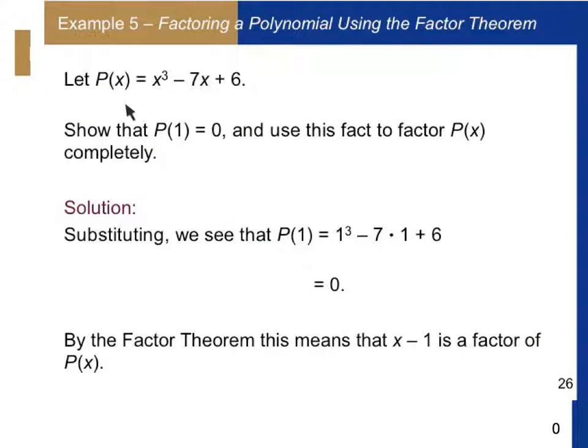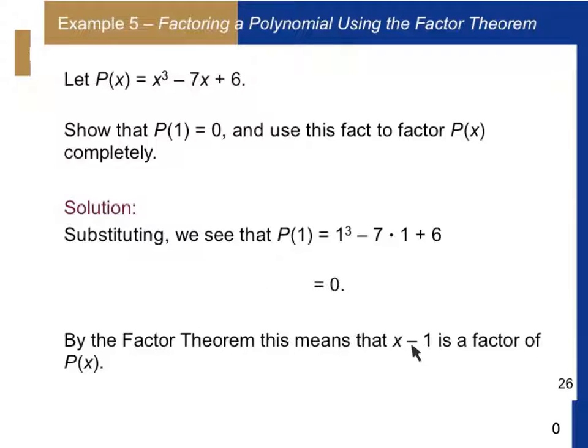Okay, so let's say, for example, our polynomial is x cubed minus 7x plus 6. First of all, let's show that P of 1 is 0. So we're going to plug in 1 and see what we get. P of 1 is 1 cubed minus 7 times 1 plus 6, which is 1 minus 7 plus 6, which is 7 minus 7, which is 0. So our P of 1 is 0.